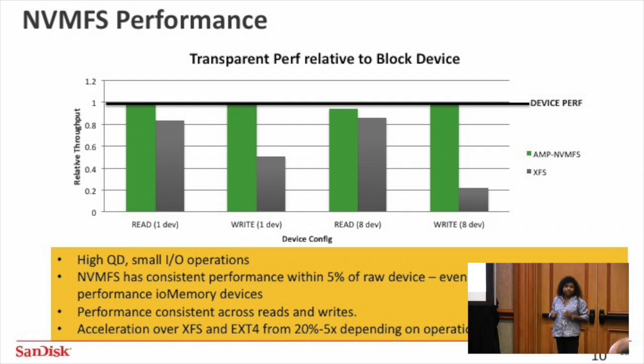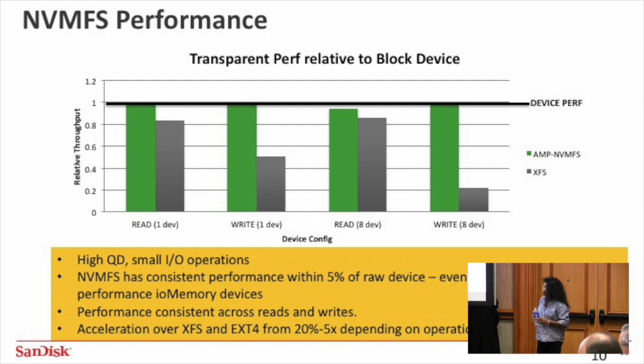The basic idea is that, whether it's a read or a write, the green bar, which is the NVMFS bar, is nearly indistinguishable from the performance of the device. And that's true even when you have 8 high-performance devices ganged together.